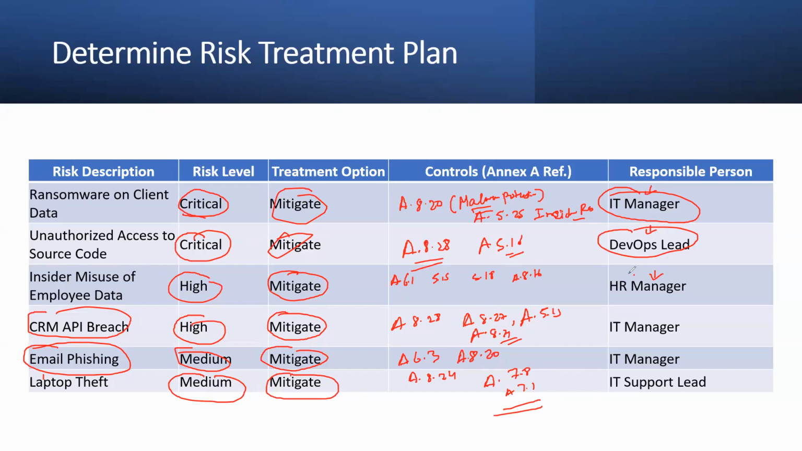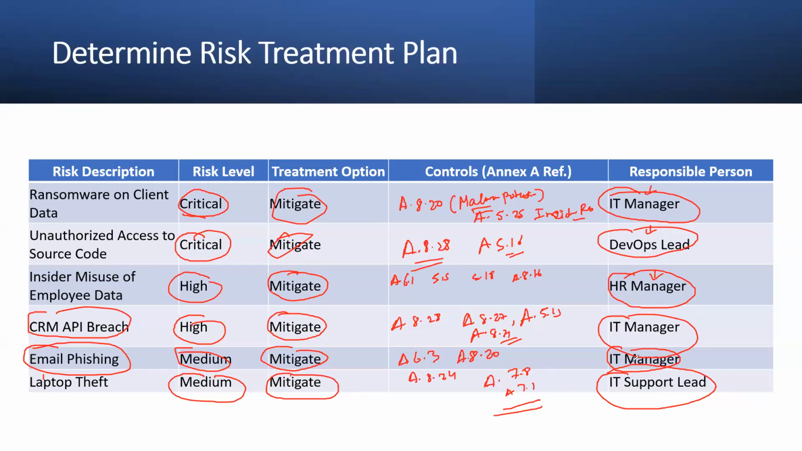For insider misuse, the HR manager makes sure the training has been given, background verification has been done, and monitoring activities are happening. For CRM, the IT manager. Again for email phishing, the IT manager makes sure they have dedicated malware protection in place, and training is given on a regular basis to all the employees. For laptop, the IT support lead or admin team, whichever dedicated team is there inside that organization. There can be a different name for this as well.